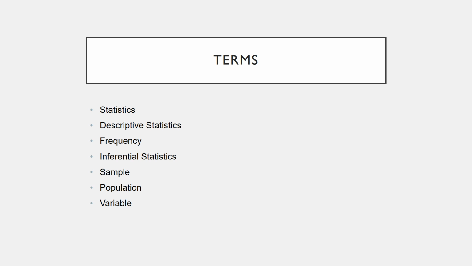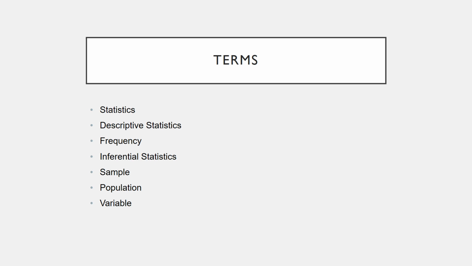Inferential statistics are used to determine relationships between different types of information. So we'll talk about things like correlation and regression later in this chapter, and those are examples of inferential statistics. A sample is the group of information or group of people potentially that you are specifically looking at in your research or in your assessment procedures.